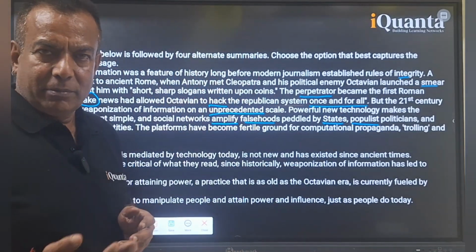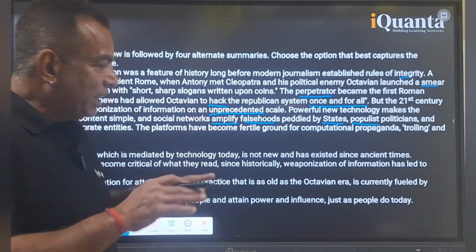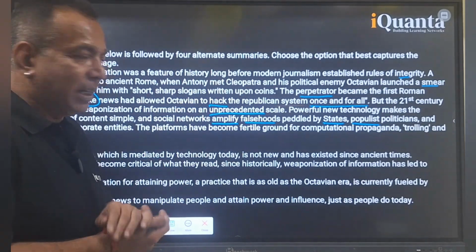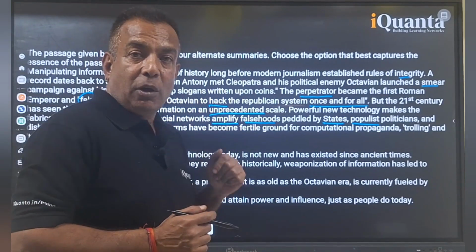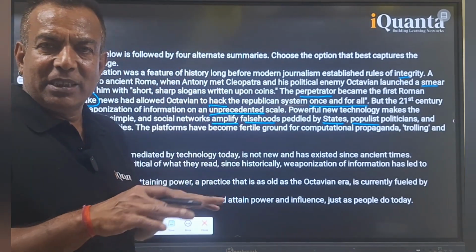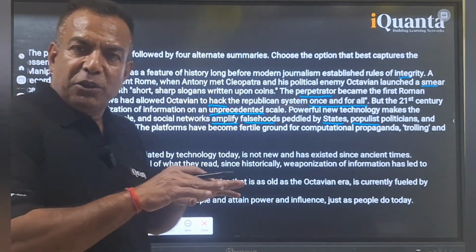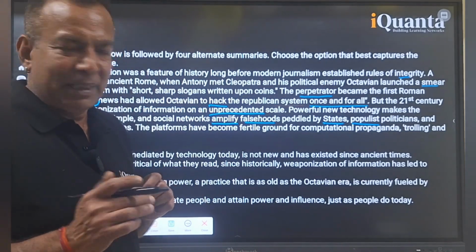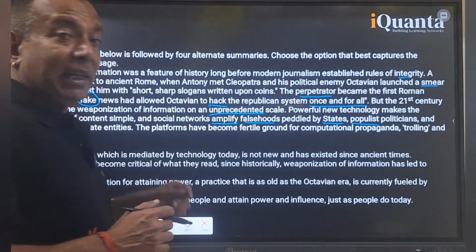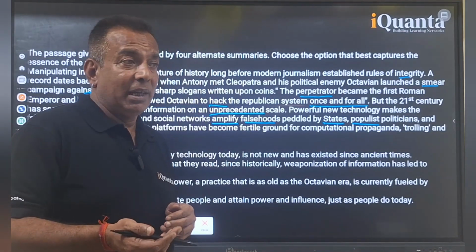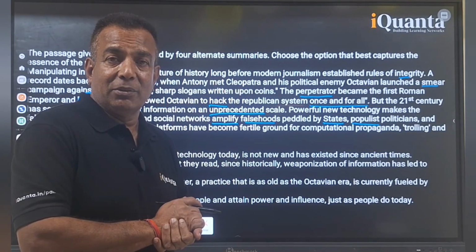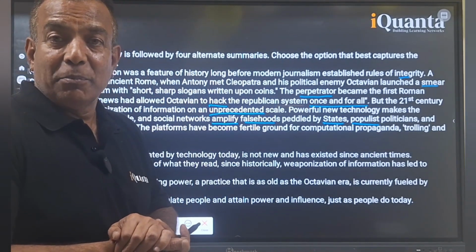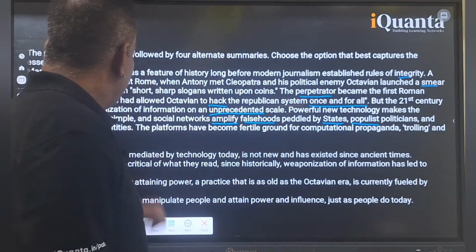Fertile ground for computational propaganda. Propaganda is sajish, किसी के खिलाफ साजिश करना. So computational, with the use of computer, you have created something against a person or against a group. Trolling, obviously insulting somebody, like nowadays you troll people on the internet, where you insult the person by typing some vulgar message or bad message. Trolling and troll armies, and now you have troll armies that do the thing. There are groups of people. They are paid to troll certain groups or certain persons. So this is the passage.